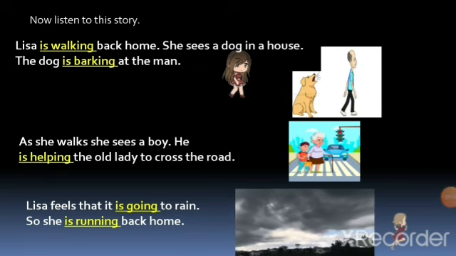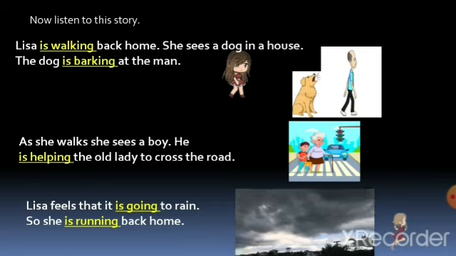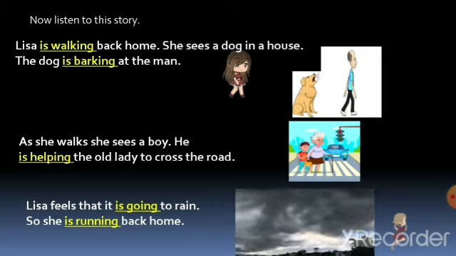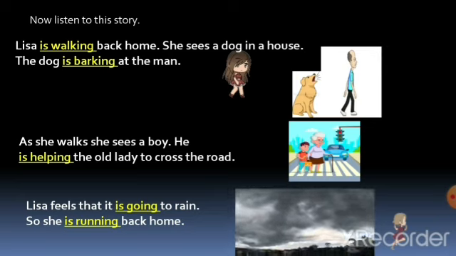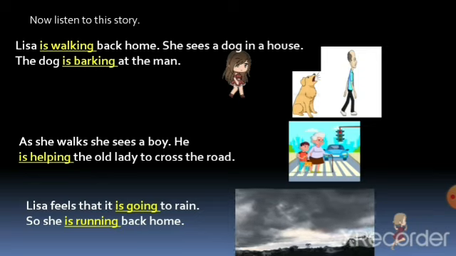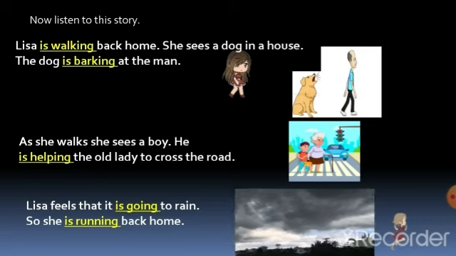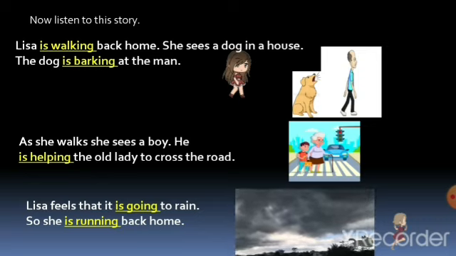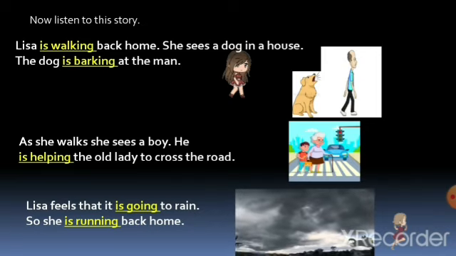Now listen to this story. Lisa is walking back home. She sees a dog in a house. The dog is barking at the man. As she walks, she sees a boy. He is helping the old lady to cross the road. Lisa feels that it is going to rain. So she is running back home. All these are examples of present continuous tense.